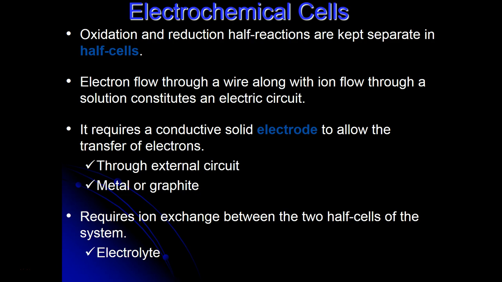This requires some type of conductive solid electrode to allow the transfer of electrons between these two separated half cells. Now, this is typically done through some type of an external circuit. Typically, it's metal, or the hot new thing, of course, is graphite. This requires an ion exchange between the two half cells. So we want to keep them separate until we need to use them, and then we connect them with the wire. But we also need to connect them so that ions can flow between to complete the circuit. This is done typically using an electrolyte solution.